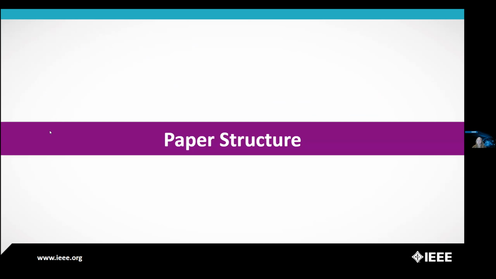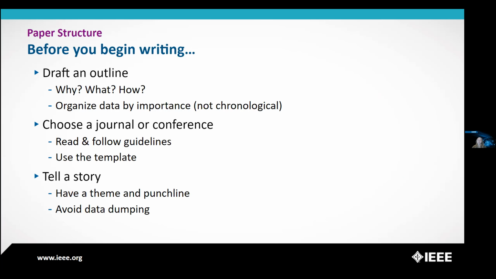All right, so before you begin writing your paper, I suggest drafting an outline and include why, what, how, all the major questions, and organize your data by importance, not chronological. Invariably, you're gonna run out of space to put everything in. So if you already have it organized by importance, you don't have to make a decision about what's not gonna make it. It's also extremely helpful if you're co-authoring, because then everybody's on the same page before you begin writing the paper.